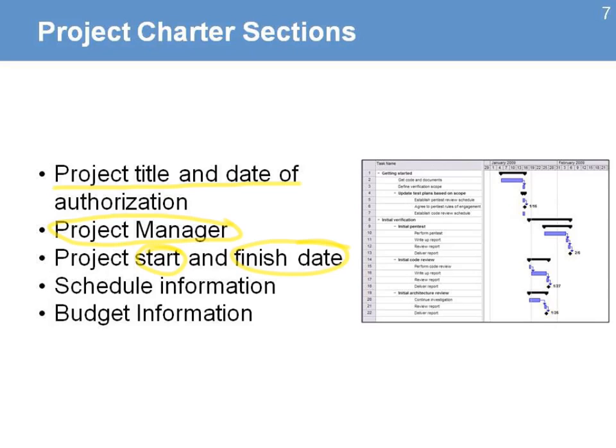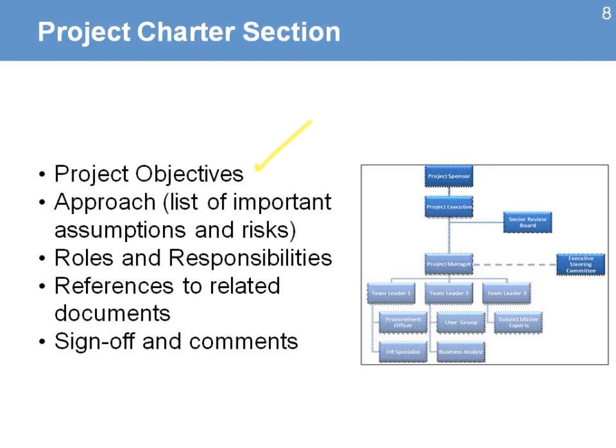It doesn't need to be a complete schedule, just basic milestones, so that it can fit within the constraints of a small document. Some basic information again about the budget or sources of funding of the project. It will describe the project objectives and the approach of the project, listing some of the key assumptions and risks of the project. It will define some of the important roles and responsibilities, specifically the roles of the sponsor, the project manager, and the steering committee.